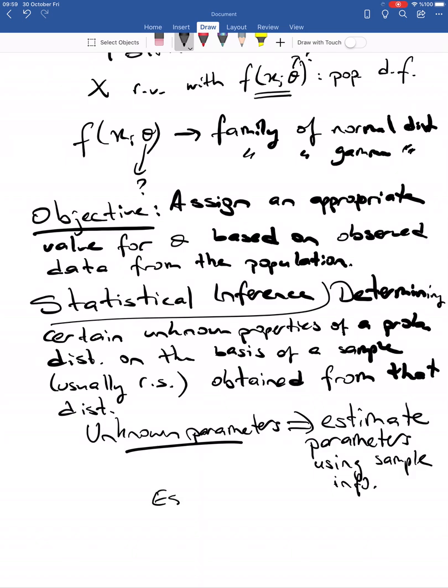So our estimation problem has three categories basically. One of them is just the simple point estimation.